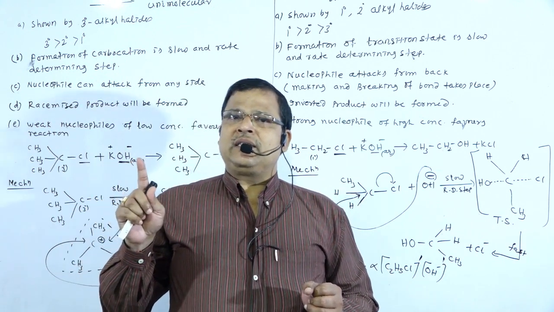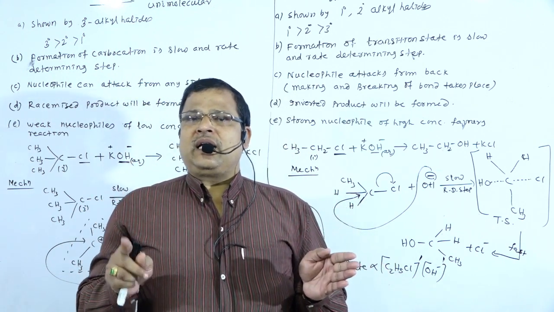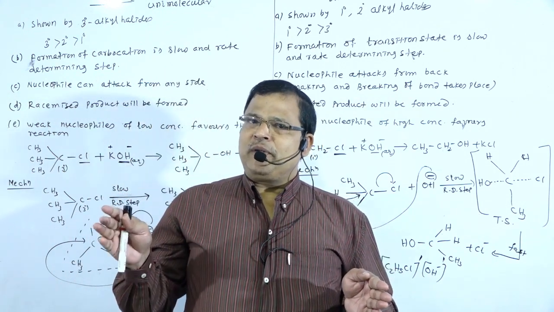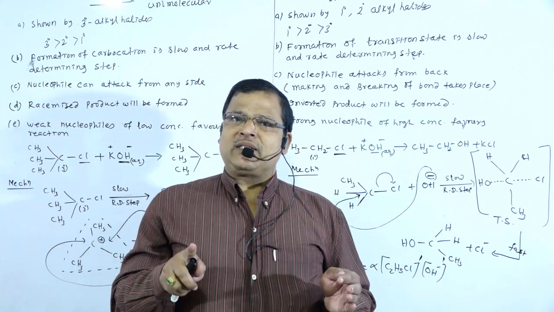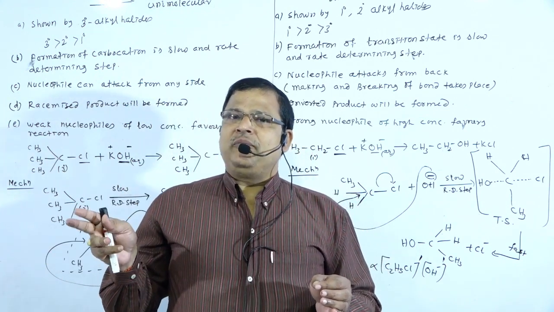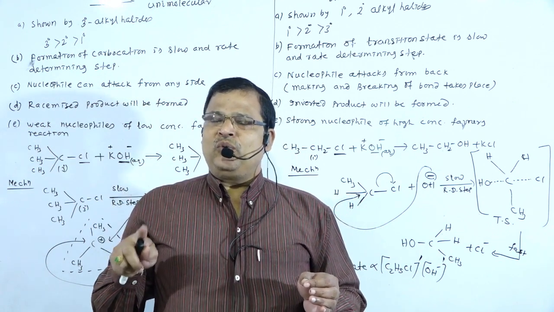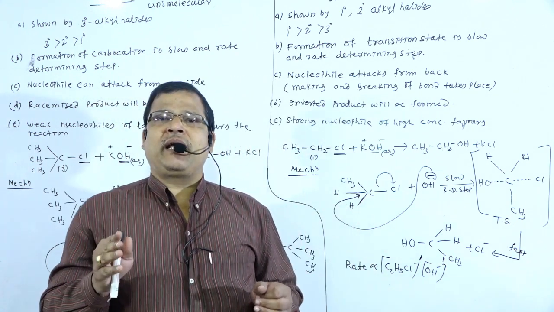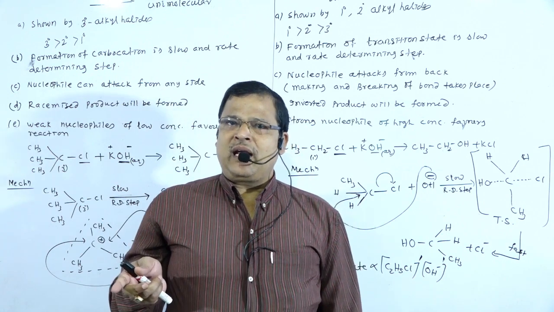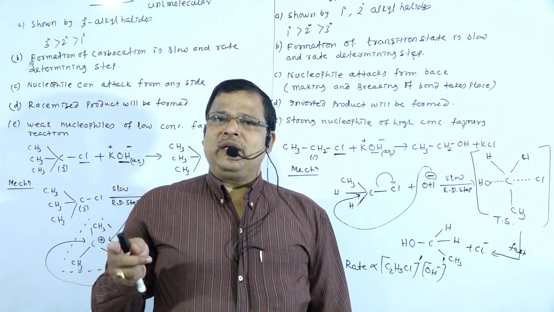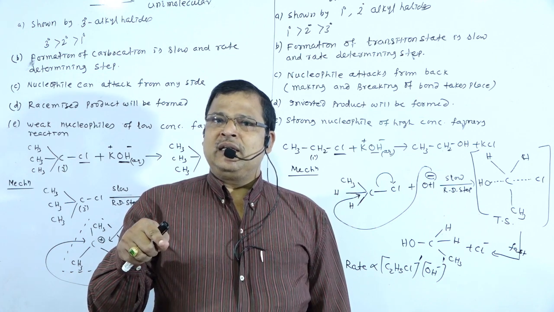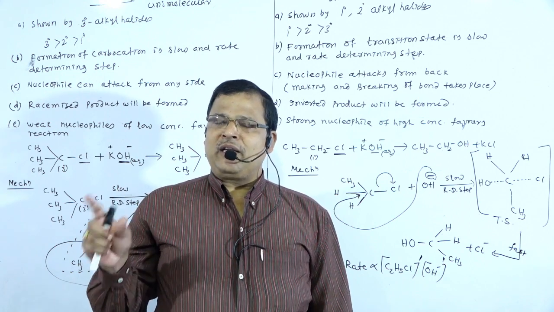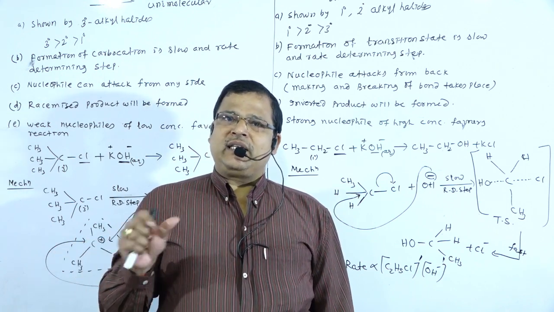SN1 and SN2: one is nucleophilic unimolecular, another is nucleophilic bimolecular. The SN1 reaction is shown by tertiary alkyl halides because the presence of 3 bulky groups favors the formation of carbocation. And SN2 is favored by secondary or primary alkyl halides because there is no such bulky group, so the nucleophile can attack from the back side. There is the formation of a transition state with the slow, rate determining step where making and breaking of the bond takes place.